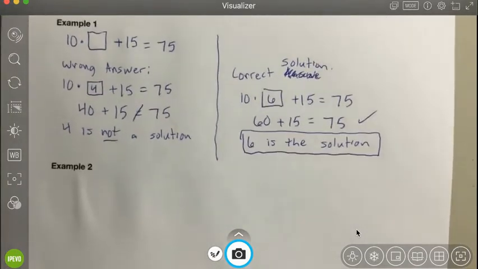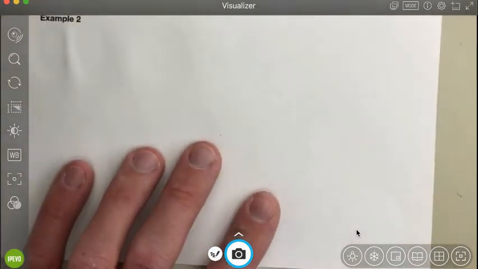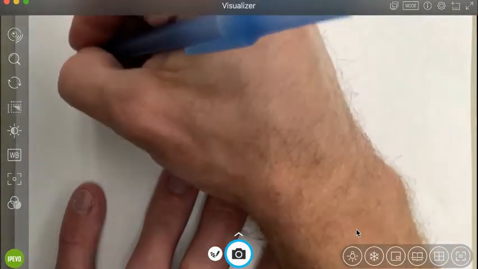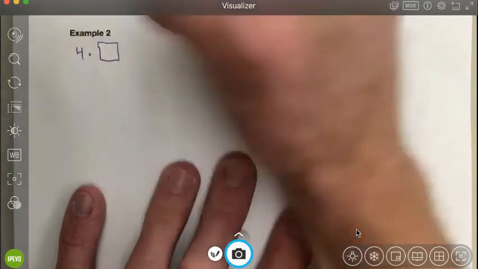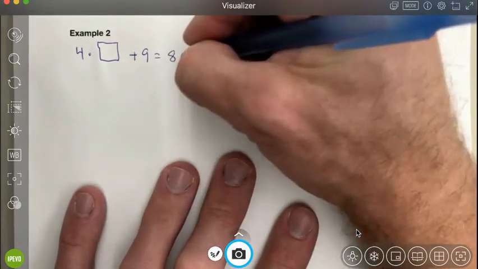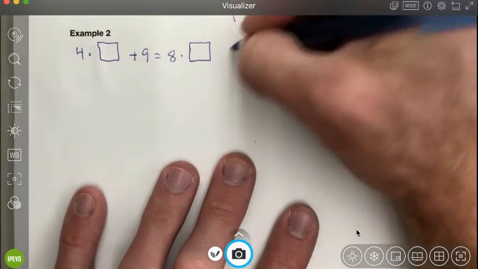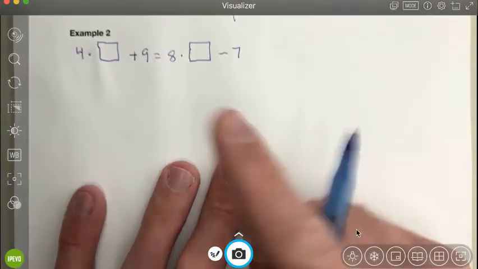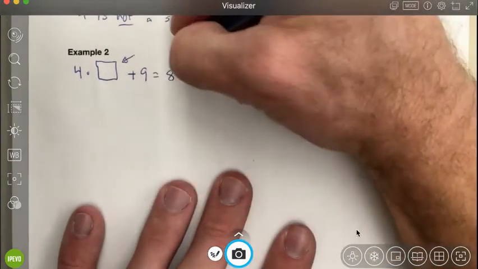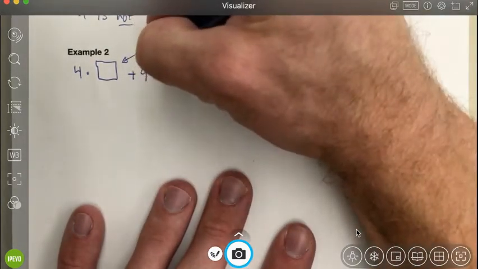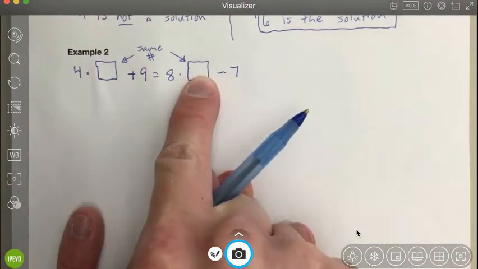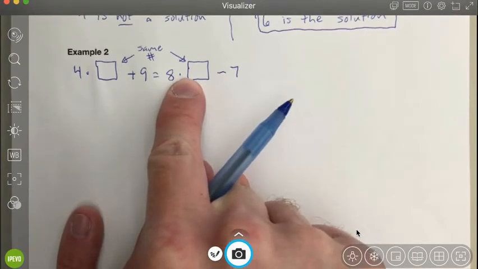So that's one of the more basic answers we're going to work with. Where things get a little bit more complicated is I give you something that looks like this. I'm using the same box here to highlight that whatever I put in one of the boxes, the same number has to go in the other. So I can't have one number here and a different one here. They have to be the same.